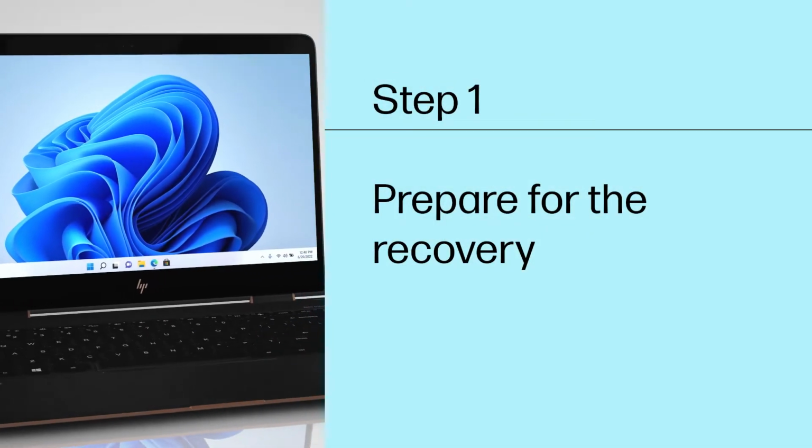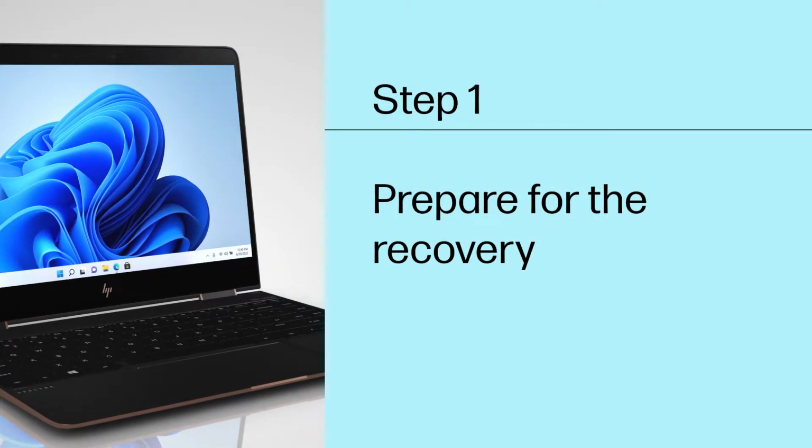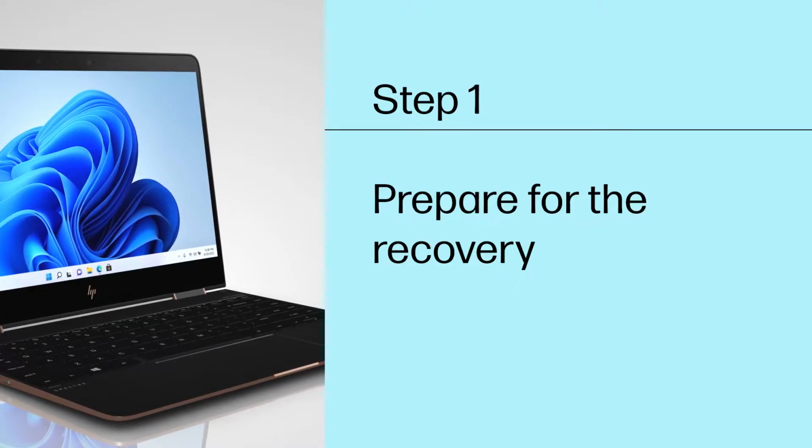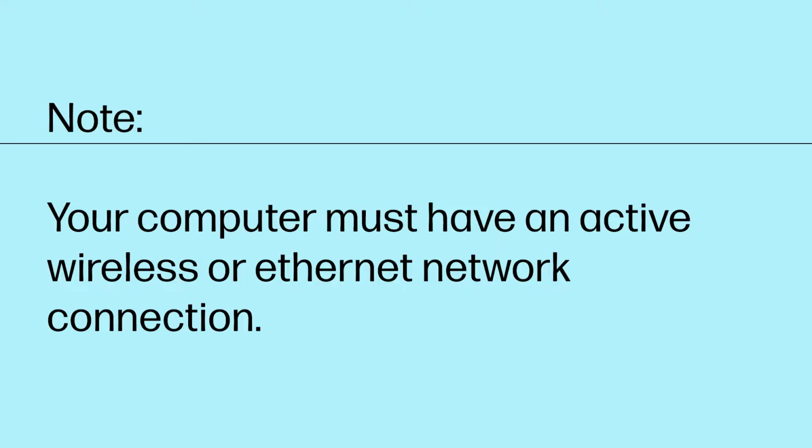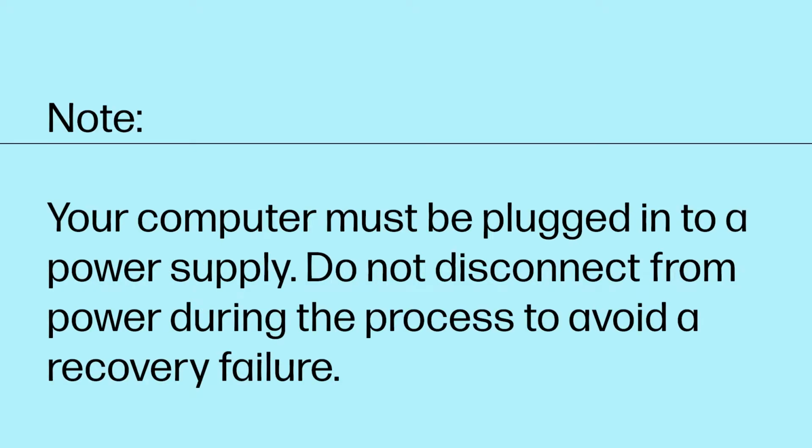Step 1. Prepare for the recovery. Before you begin a system recovery, here are a few things you should be aware of. The recovery process takes between 1 and 4 hours depending on the network and USB flash drive used. Your computer must have an active wireless or Ethernet network connection. Your computer must be plugged into a power supply. Do not disconnect from power during the process to avoid a recovery failure.